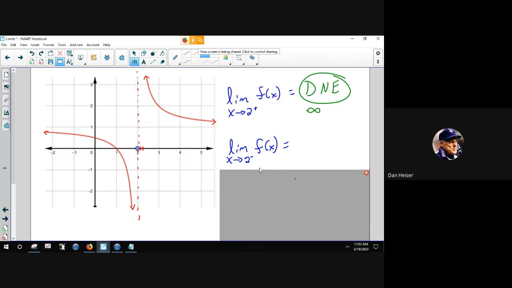Let's approach 2 from the left. We're approaching 2. What's happening to y? It's getting bigger, but in the negative direction. It's not approaching anything. It's continuously falling. As we get closer and closer and closer to 2, this is falling faster and faster and faster. Again, there is no limit. Does not exist.